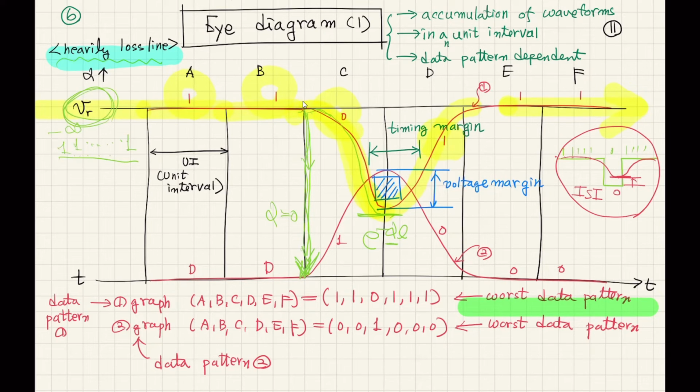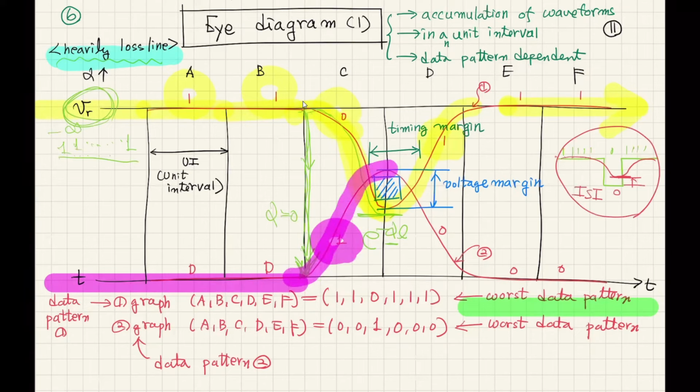Now, I'm talking about another case where infinitely long we have 0, 0, 0, 0 data pattern, and suddenly in section C we have bit 1, then we're going to have a smoothly increasing, but not infinitely fast, voltage waveform. And we are assuming the data pattern is coming back to 0, 0, 0, 0, 0, then it has to come back.